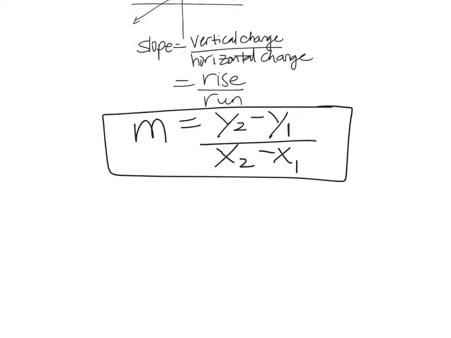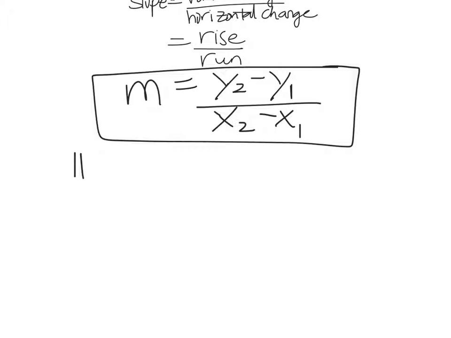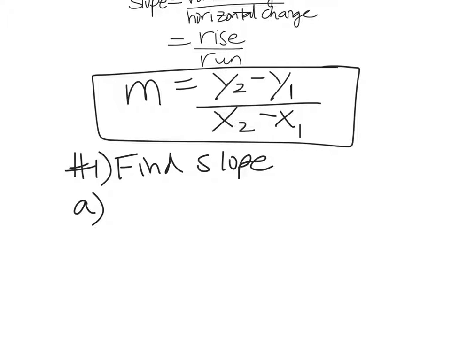Okay, so let's do some. Number 1. What is the slope of the line that goes through the 2 points? We're going to find the slope, and I have 3 of these for you. Who got their calculator this weekend? Good. Start using it. Start getting used to it.